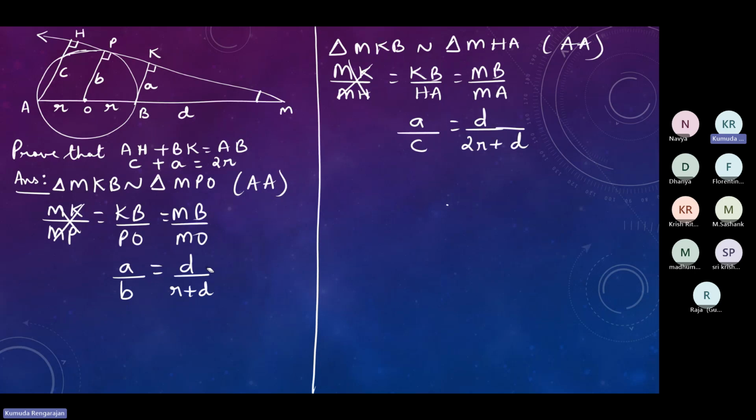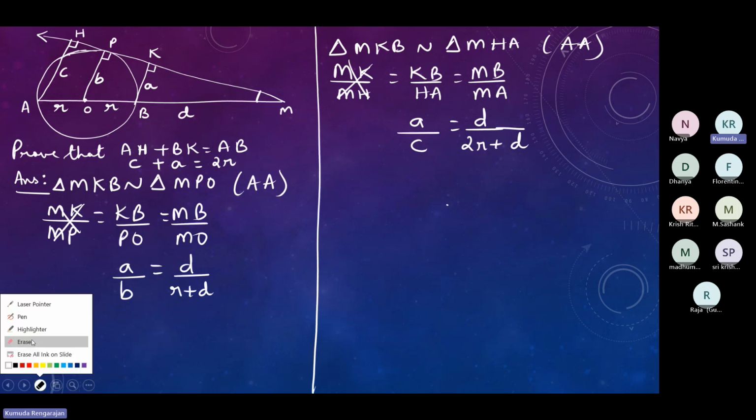Cross multiply, and write D is equal to an expression from both and equate that and see if you're getting this result.